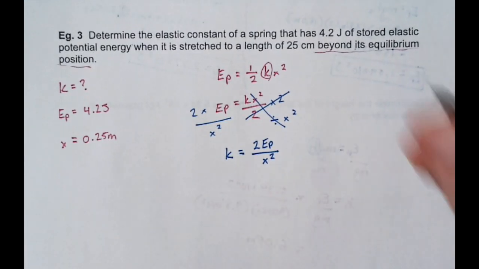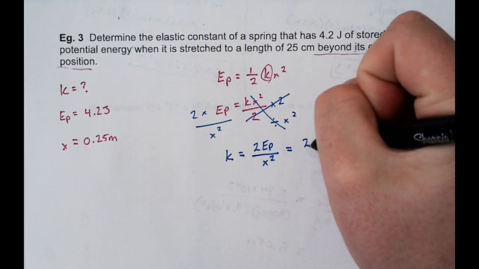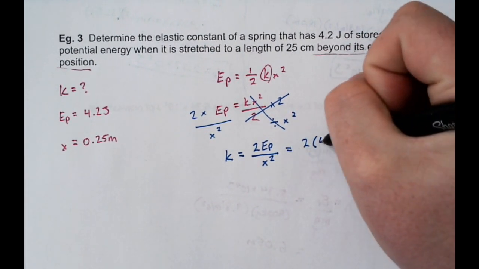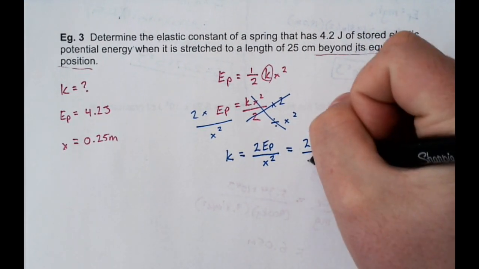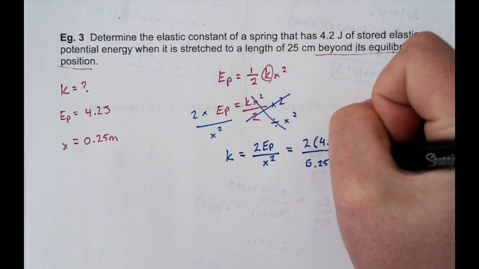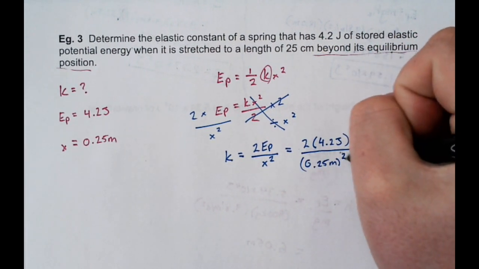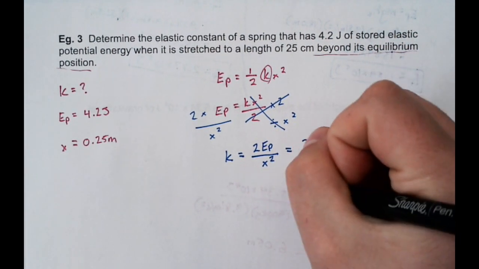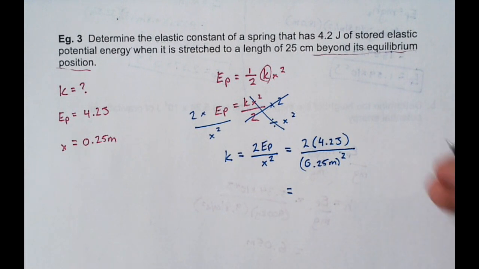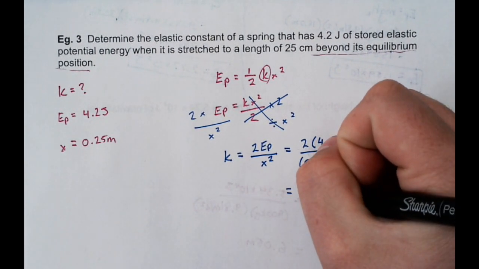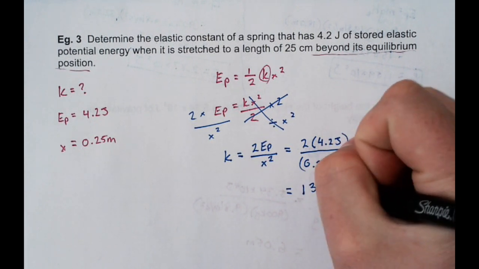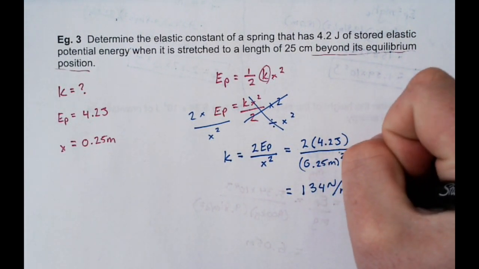Alright, so if we go in now and plug in, we have 2 times our potential energy, 4.2 joules, divided by our displacement, 0.25 meters squared. When you plug that into your calculator, you're going to get an answer of 134 newtons per meter.